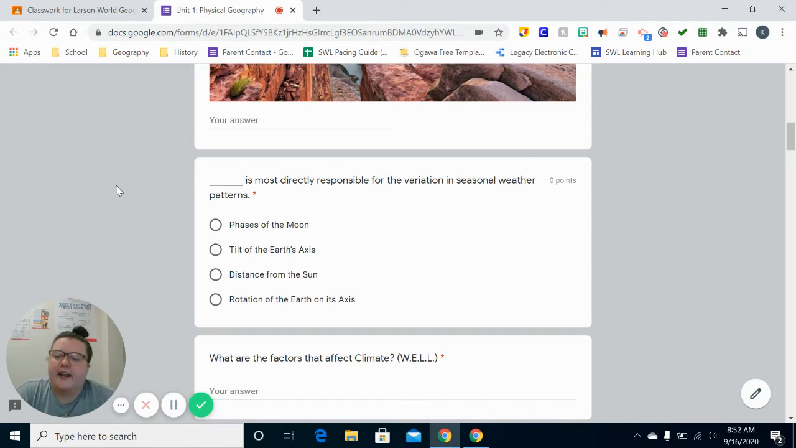3. Blank is most directly responsible for the variation in seasonal weather patterns. Is it A, phases of the moon, B, tilt of the Earth's axis, C, distance from the sun, or D, rotation of the Earth on its axis?